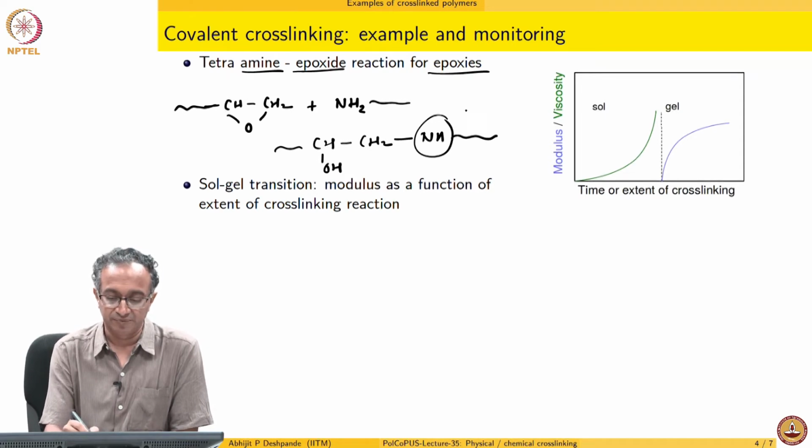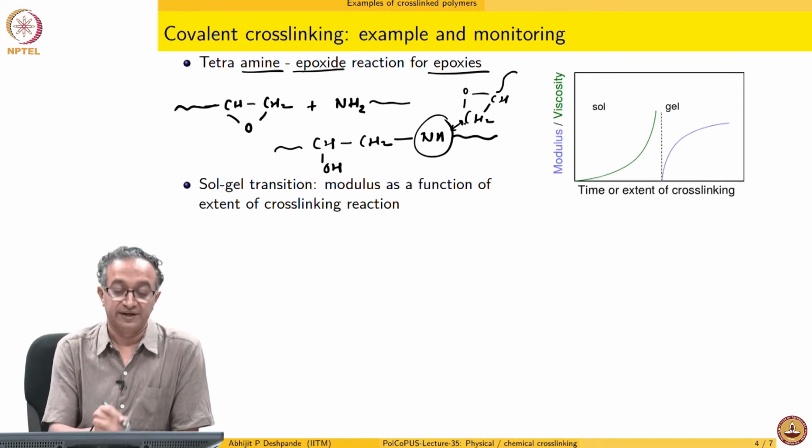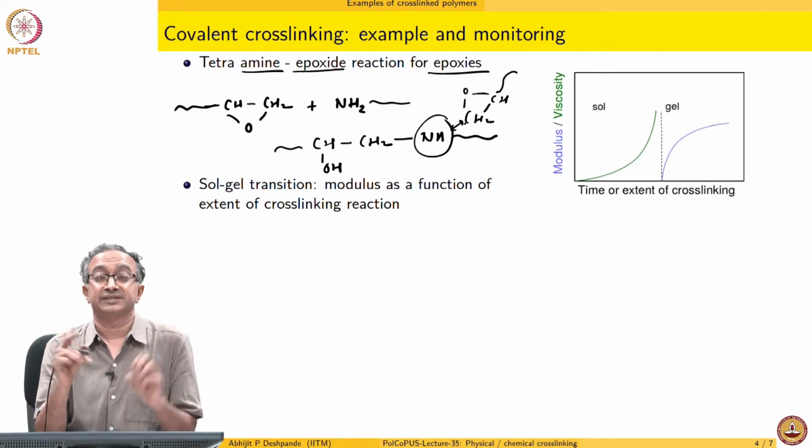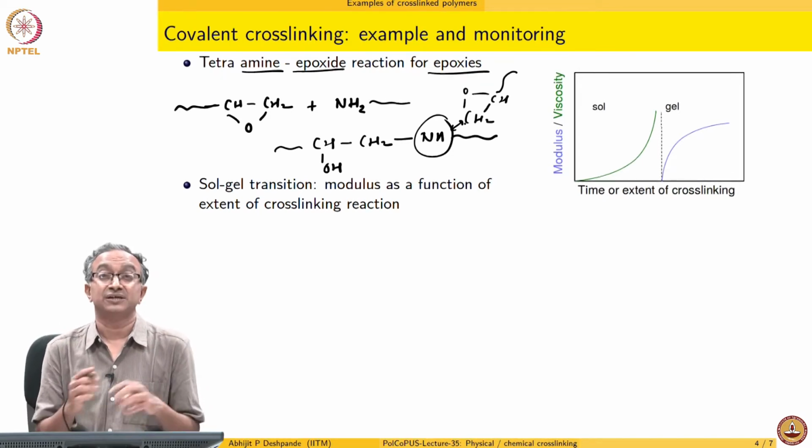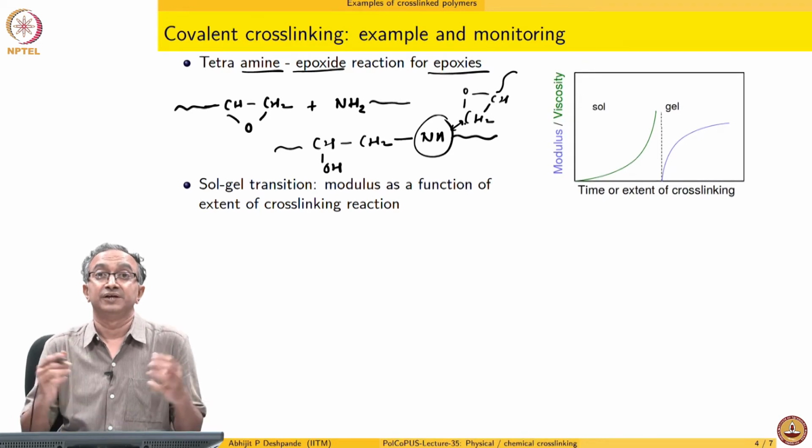So now another epoxide can come here. You can draw another epoxide, and this can react with this NH. And so if I have a tetraamine, 4 such reactions are possible. And so that's how the cross-linking happens, and the molecular network keeps on building.